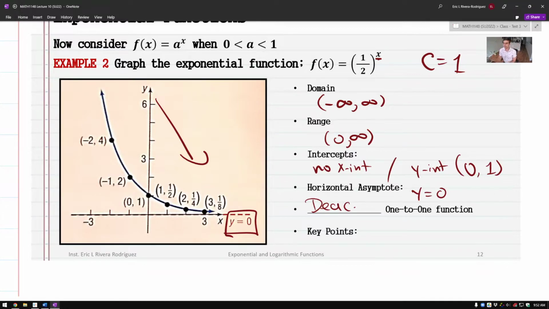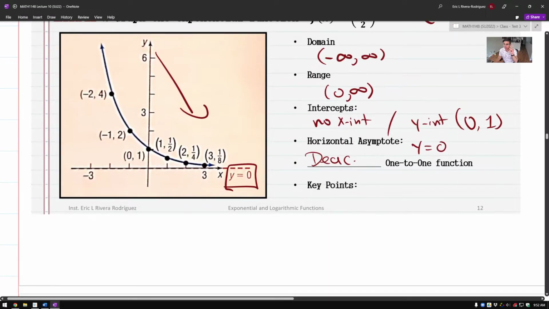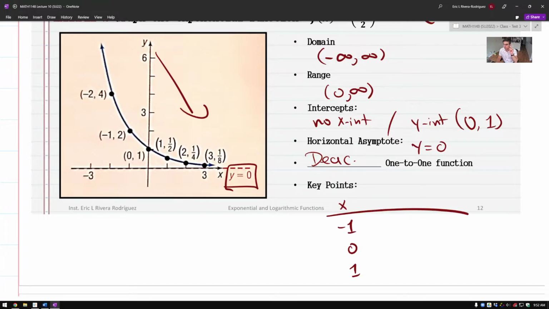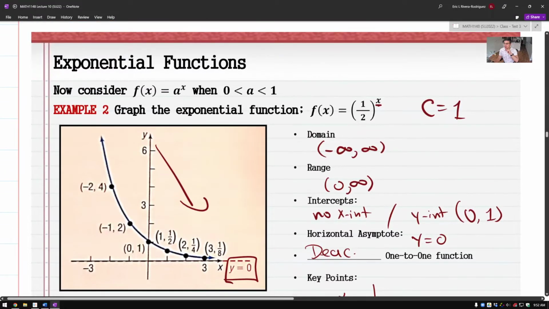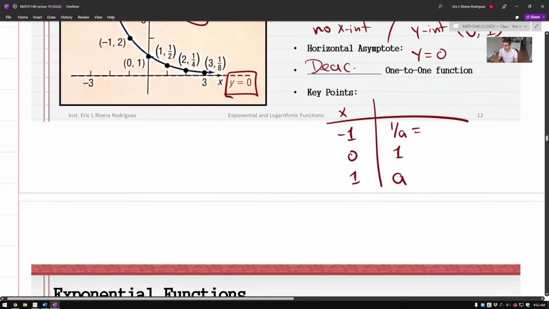And the key points, you need to remember always that the key points are going to have the following format: -1, 0, and 1 for the x values, and then for -1 it is going to be 1 over a. When x is 0, that is the initial value, because c is just 1, so it's going to be 1, and when x is equal to 1, the exact a value. But a, the value of a here, is 1/2.